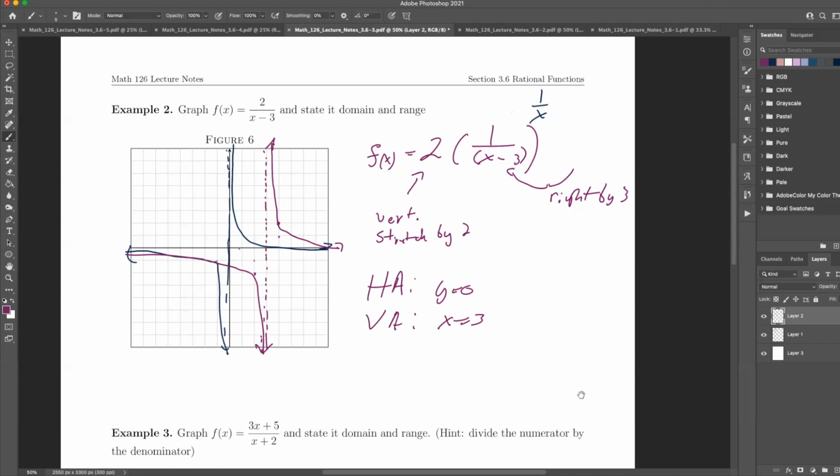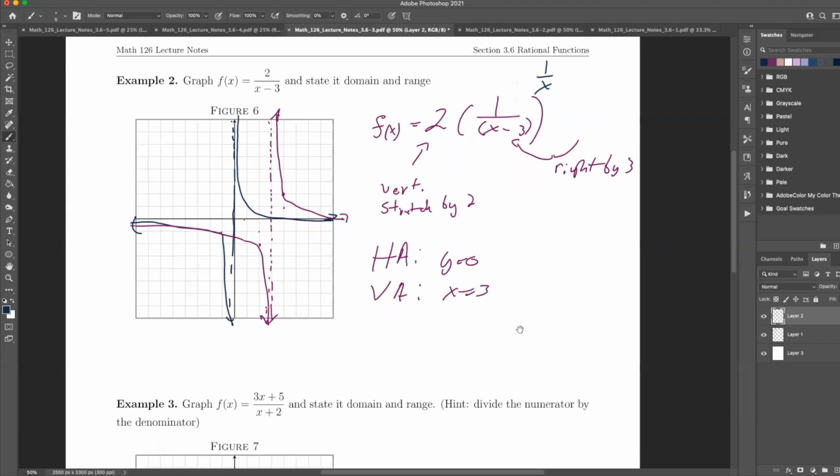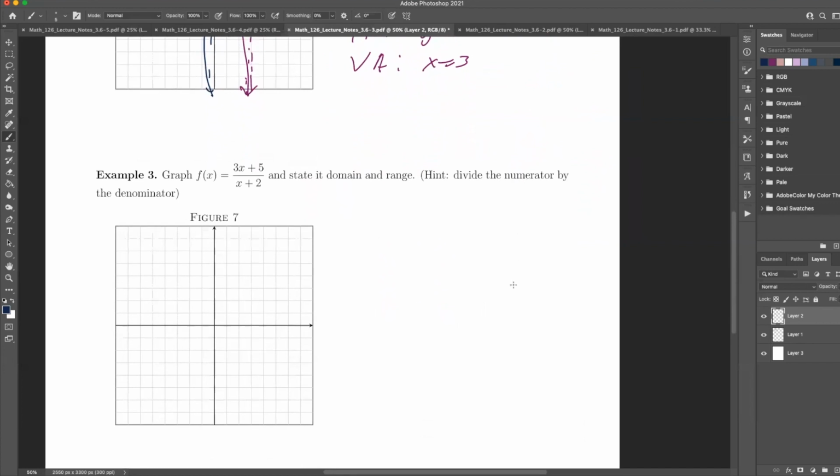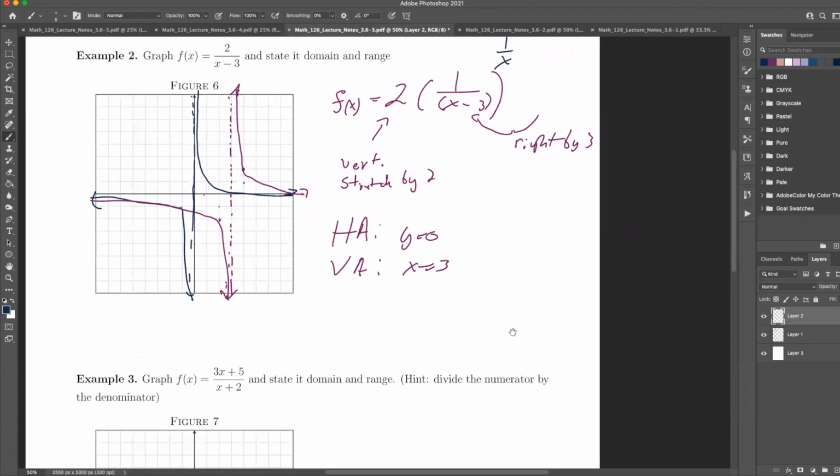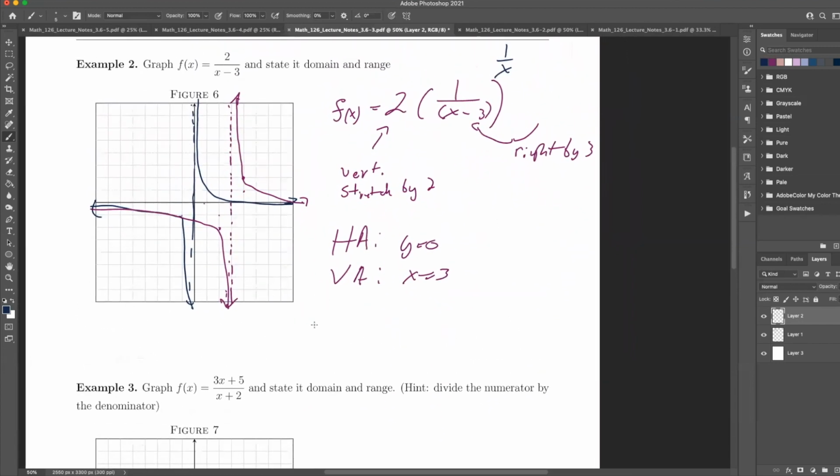All right. So let's do this again. And now that I'm only going to be drawing just the new function, I'm not going to use the different color. So here, we want to graph this and state, oh, I didn't state its domain and range. I do want to state its domain and range. So the domain here is from minus infinity to 3, union from 3 to infinity.